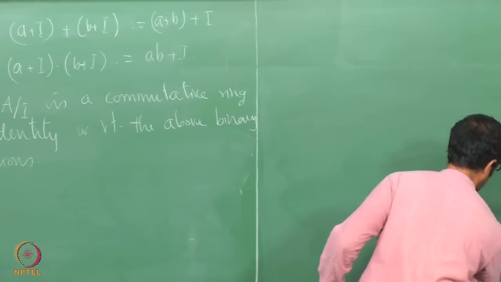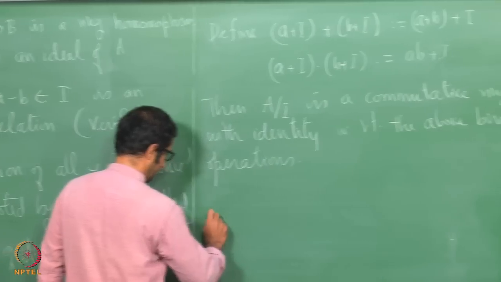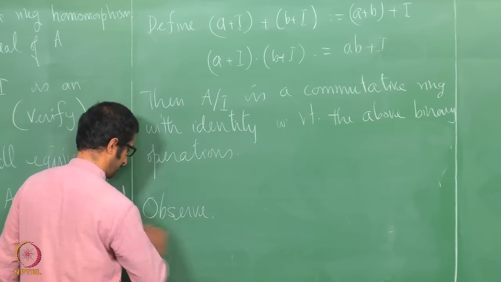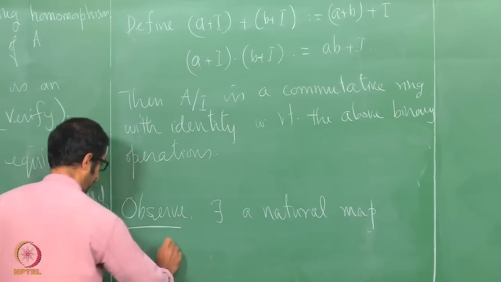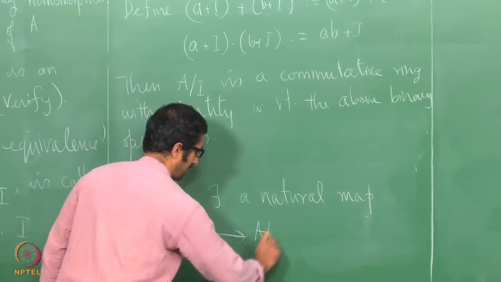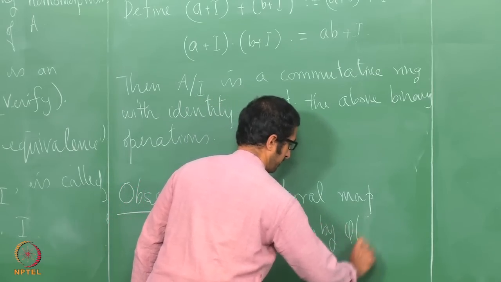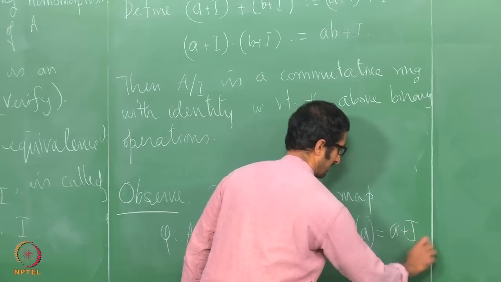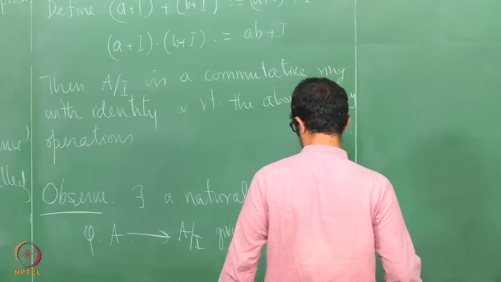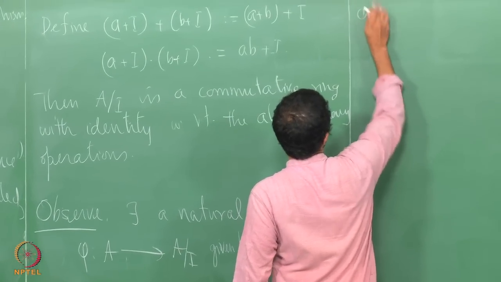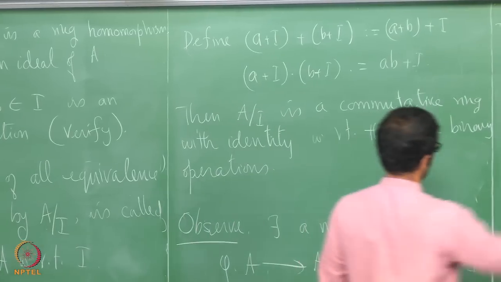First of all, we have a natural map from A to A mod I. There exists a natural map phi from A to A mod I. What should be the natural map? Phi of a equal to a plus I, the equivalence class which a belongs to, and then phi is not simply a map, but it is a ring homomorphism.